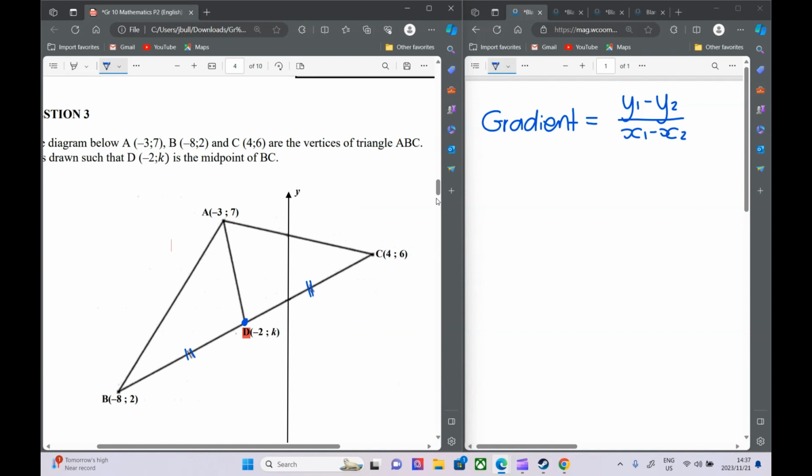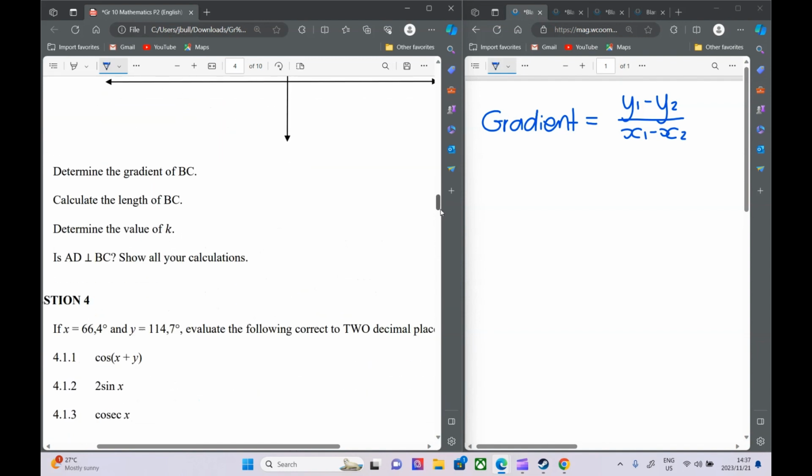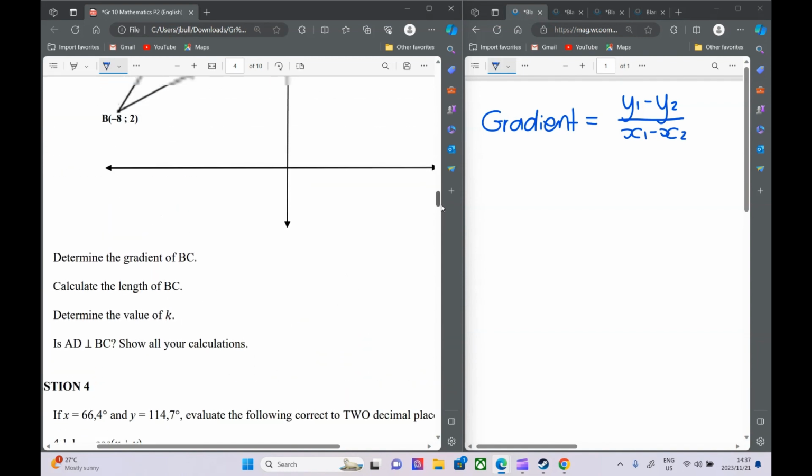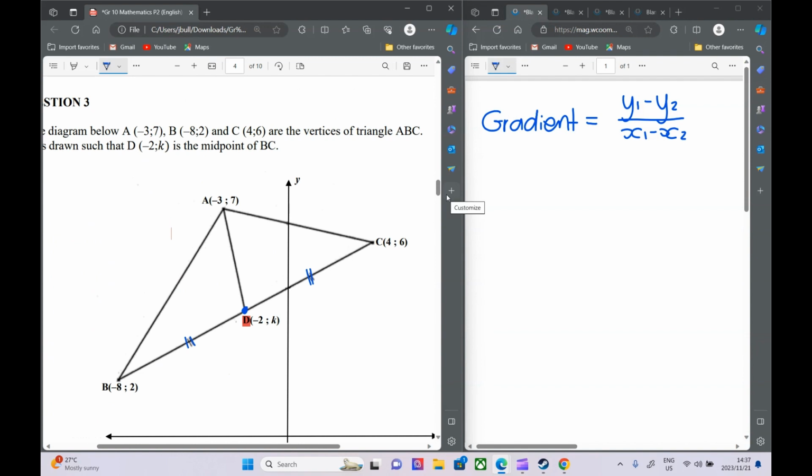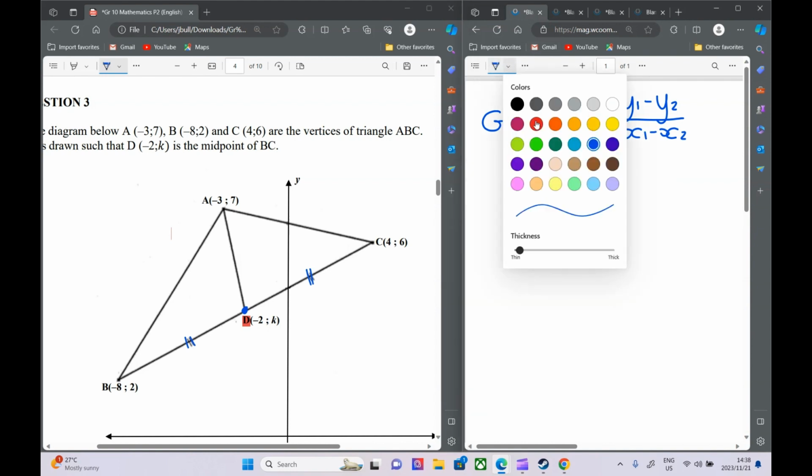Okay, so I'm just going to do it like that so we can see the whole triangle. So first of all, they say determine the gradient of BC. Okay, so gradient, it's a formula that you have to know. So I've got the formula here, and we would just adapt it. It doesn't matter if you put B first or you put C first, you've just got to follow whichever order you follow. I'll show you what I mean now.